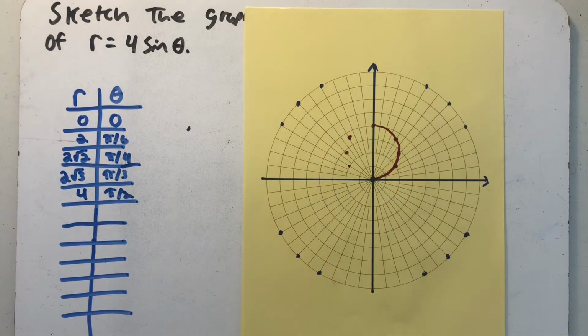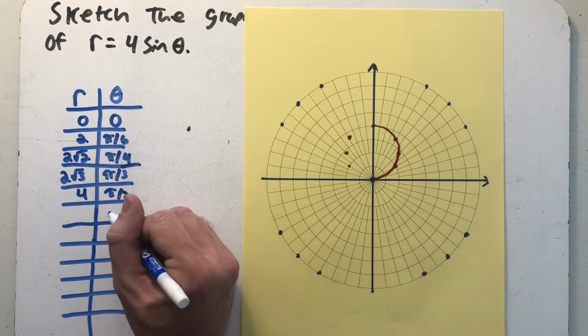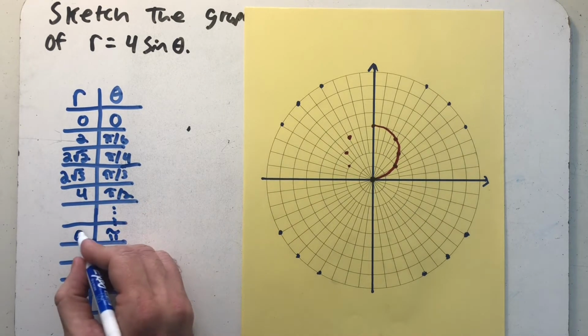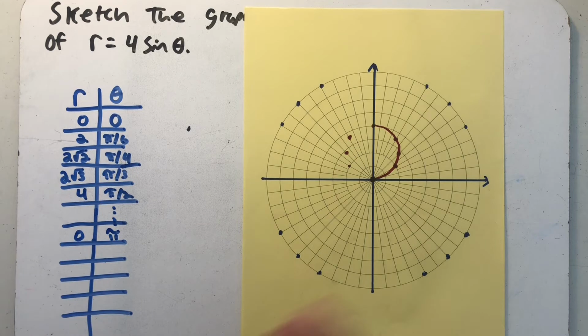And then when I get down to pi, right, so dot, dot, dot, dot, we skipped a bunch of stuff. I get to pi, and the sine of pi is, well, 0, and I've gone back to the pole.